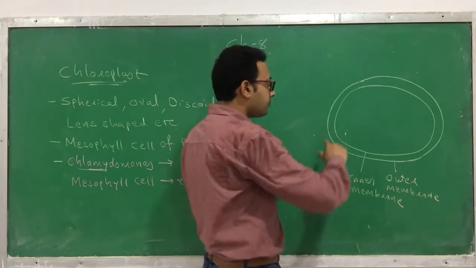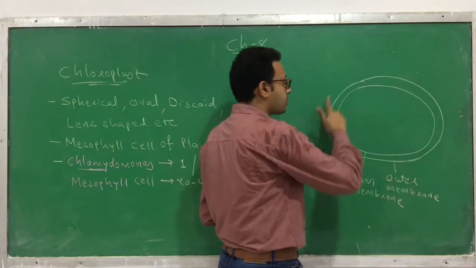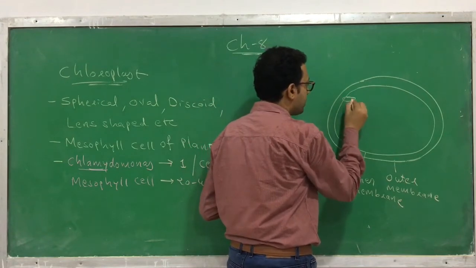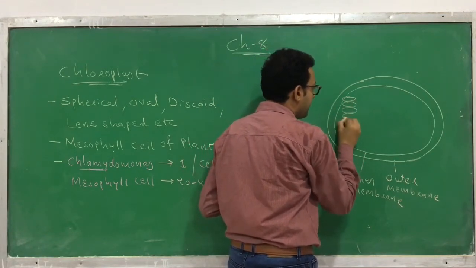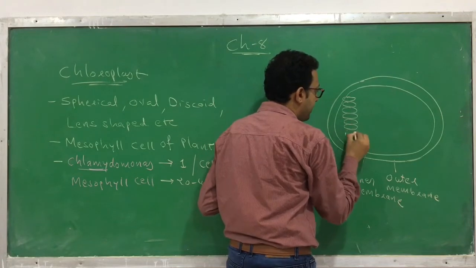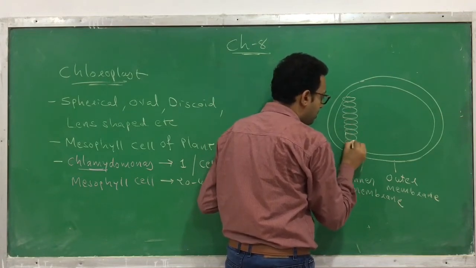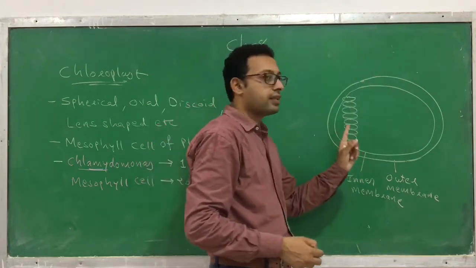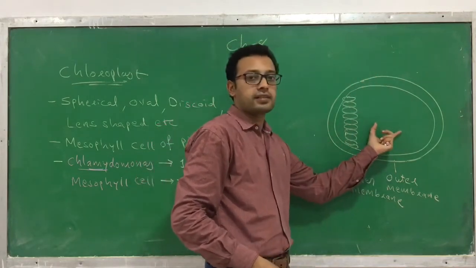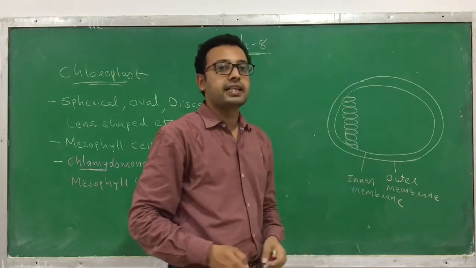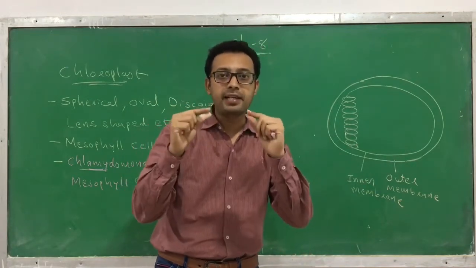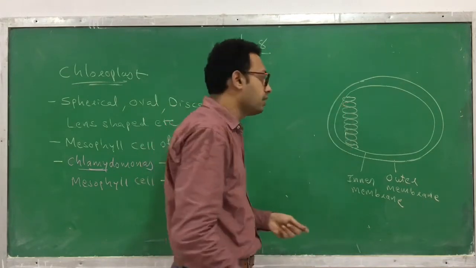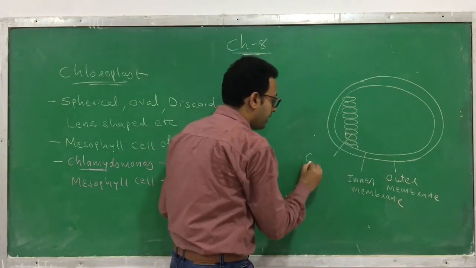Now have a look. The outer membrane is continuous, but the inner membrane forms folded structures. It consists of flat lamellar sac-like structures which are arranged in a stack pile. Okay, so this is the inner part. The inner part of a chloroplast contains flat lamellar structures, and they are arranged in a stack pile. This is called grana.